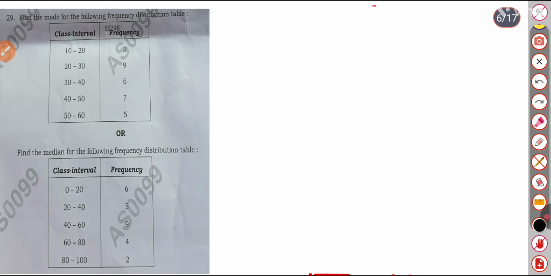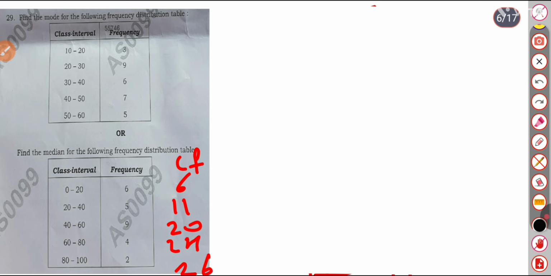From the same question, find the median for the following frequency distribution table. In that, class interval and frequency are given. Now see, to find the median we have to find the CF, that is cumulative frequency. We'll write here itself. How are we finding the cumulative frequency? First number as it is, second number we add first number and second number, that is 6 plus 5 is 11. Next 6 plus 5 plus 9, that is 20. Next, for 20, if we add 4 it is 24.